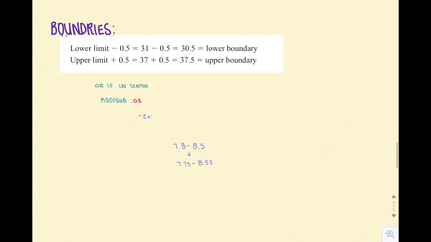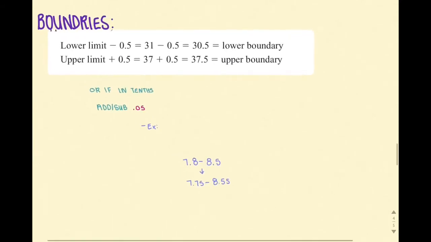Boundaries. To find the lower boundary, you're going to take the lower limit and subtract 0.5. For example, if the lower limit is 30, you're going to subtract 0.5 and you're going to get 30.5 as the lower boundary. For the upper boundary, you're going to add 0.5. For example, if the upper limit is 37, you're going to add 0.5 and you're going to get 37.5, which ends up being your upper boundary.